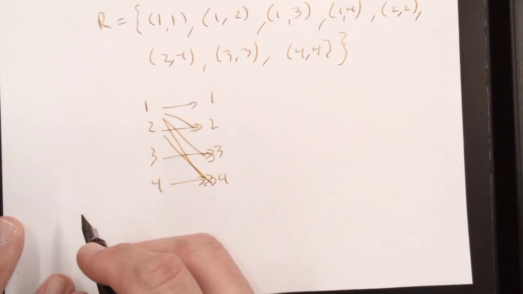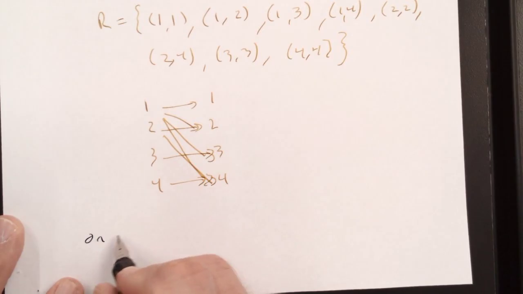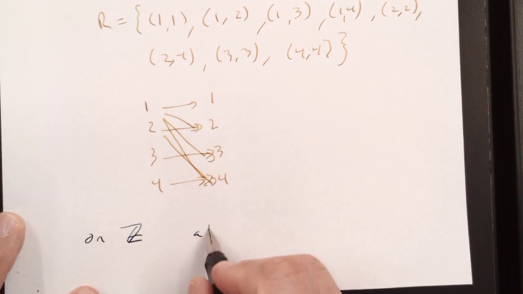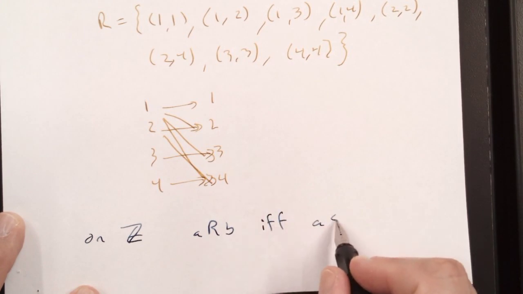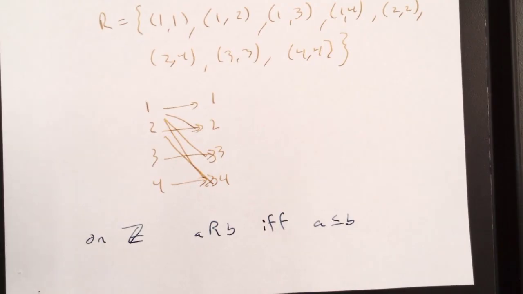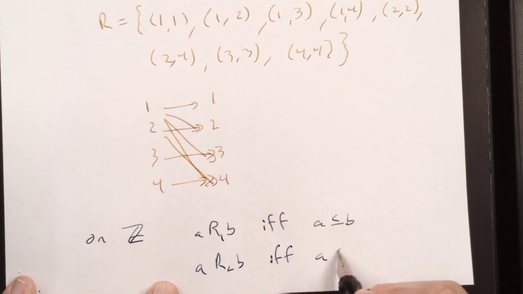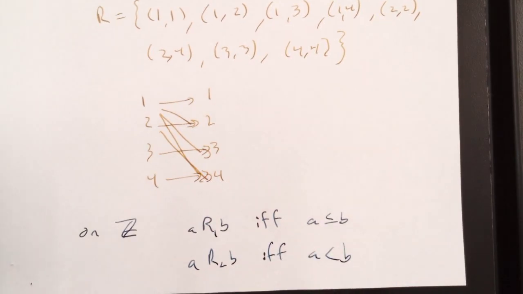Our sets don't have to be finite. Less than or equal to is a relation. If you give me 2 integers, you can tell me if the first one is less than the second one or equal to the second one or not. Similarly, we'll call this R1. Relation 2 could be strictly less than, right?